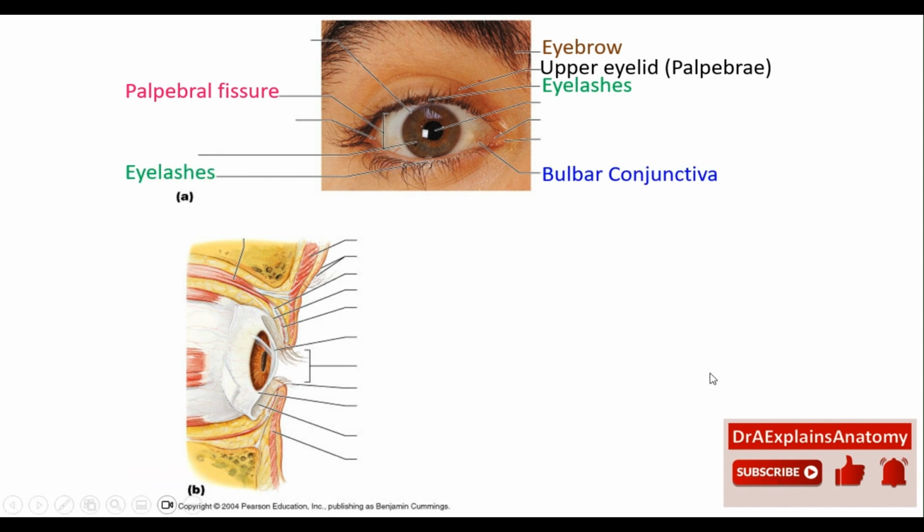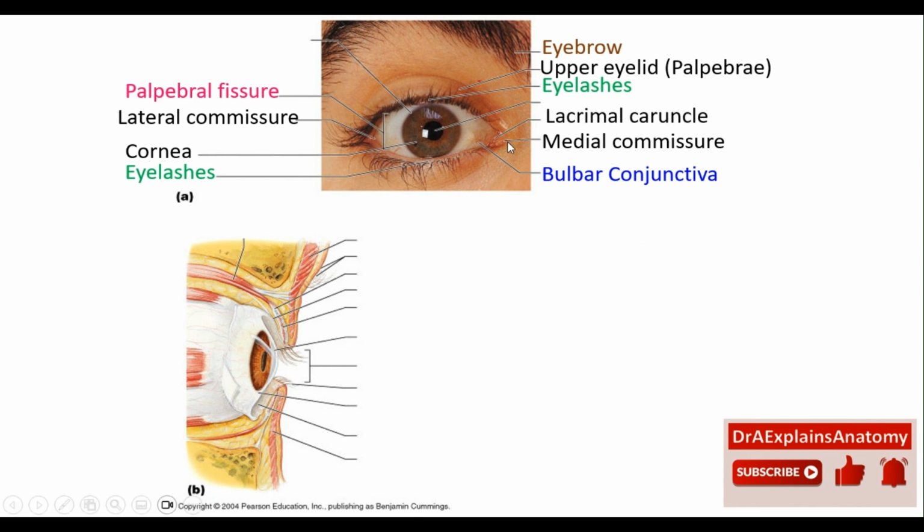This right here is the bulbar conjunctiva, which is a very thin, clear membrane that covers the sclera. This right here is the cornea. This is the medial commissure, which is medially toward the nose, whereas this is the lateral commissure, laterally toward the ears. This bucket-like structure is the lacrimal caruncle. This is the pupil right here. This is the iris, which is the colored part of the eye.